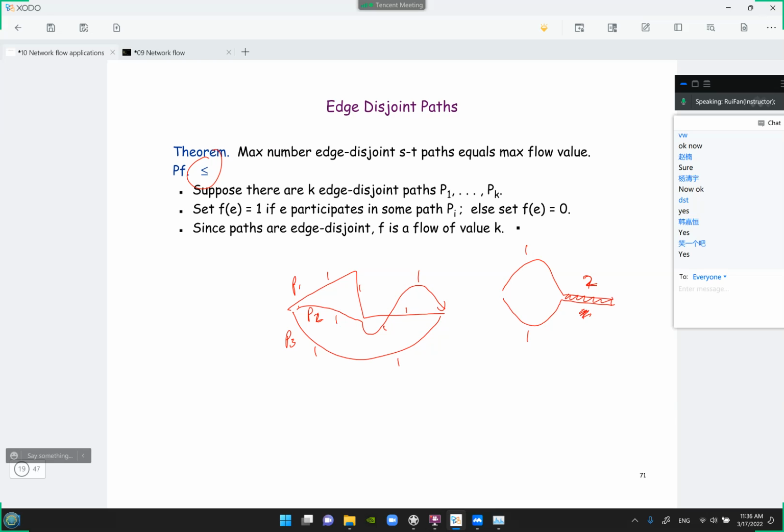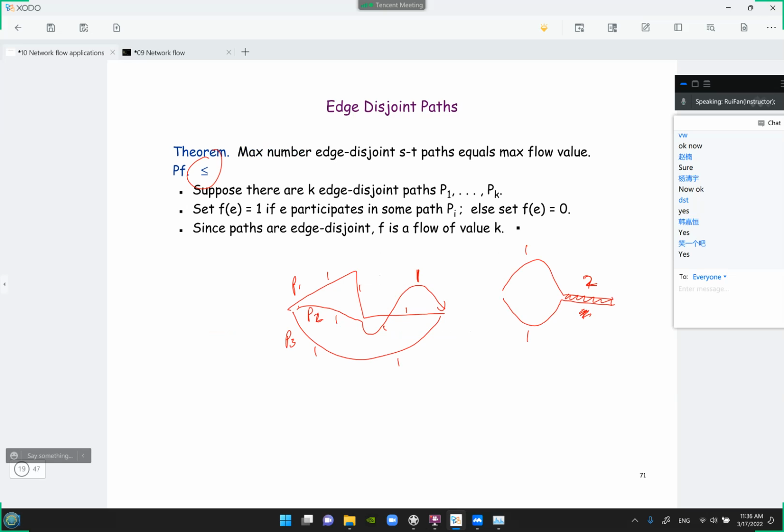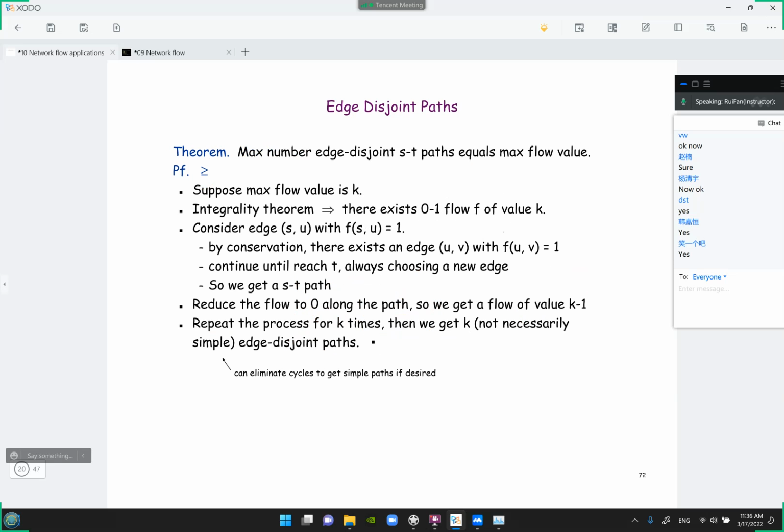But because they are edge disjoint, for each edge in all of the paths, we are only going to send at most 1 unit of flow. And so we can satisfy all of these capacity constraints, and we get a valid flow. That valid flow can be no more than the max flow. All right, so that's one direction.